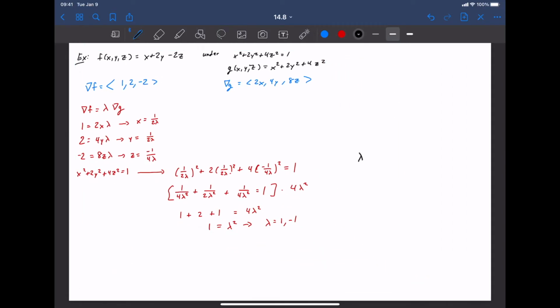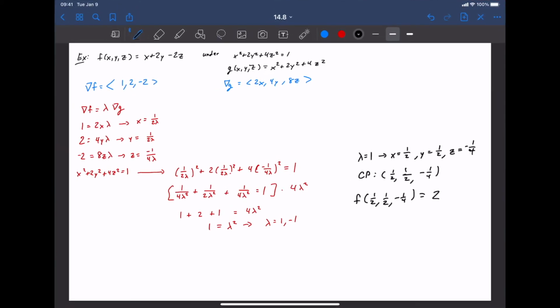In the world where lambda equals 1, we're dealing with x equals 1/2, y equals 1/2, and z equals negative 1/4. So a critical point of 1/2, 1/2, negative 1/4. And the function value at that point would be 2.